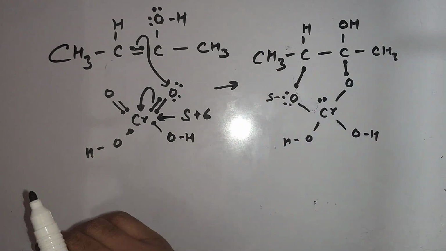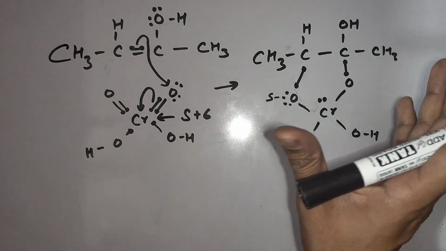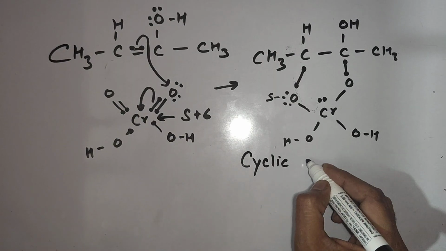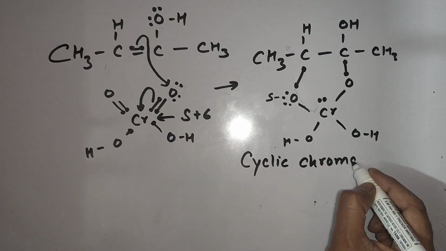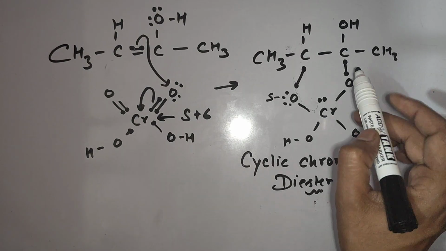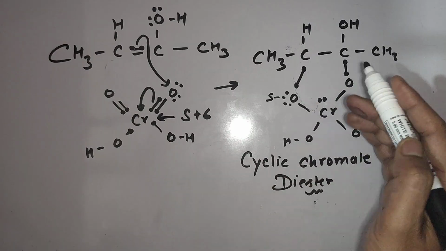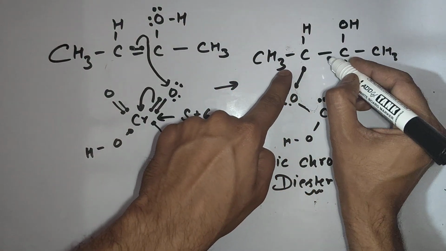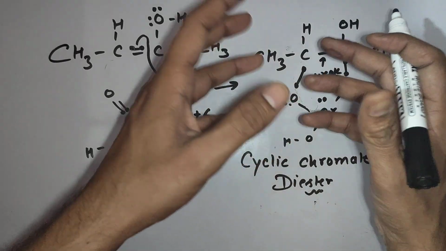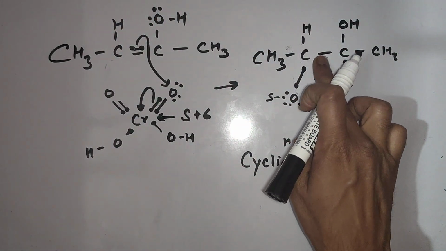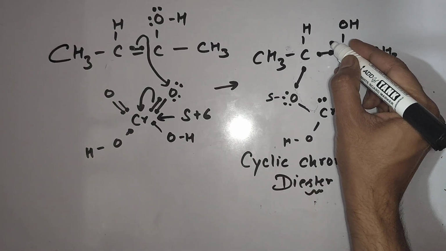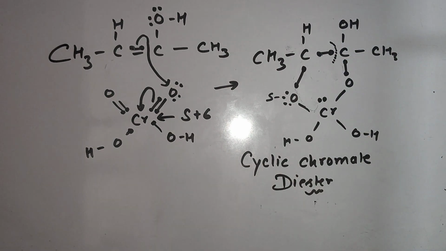Now this is what we discussed yesterday when I was doing the mechanism of KMnO4. It is a cyclic chromate diester. Due to this cyclic structure, crowding is there, that's why this bond will become weak, due to which it will start to break. How will it break? Let's break it. Suppose we are breaking it like this.